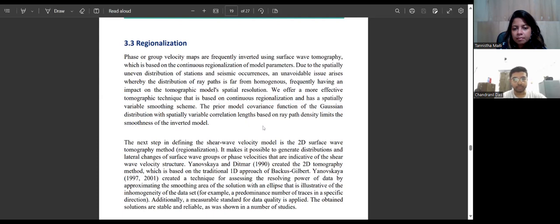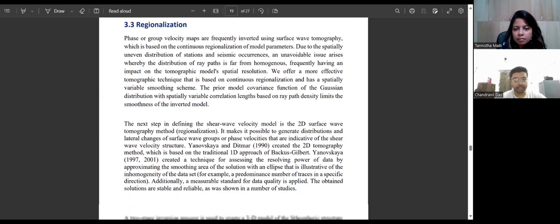So we offer a more effective tomographic technique, which is based on continuous regionalization, so that the discontinuity or breakup that is there because of the consideration of the layers is minimized, or done in the best possible manner. And there's a special variable smoothing scheme.